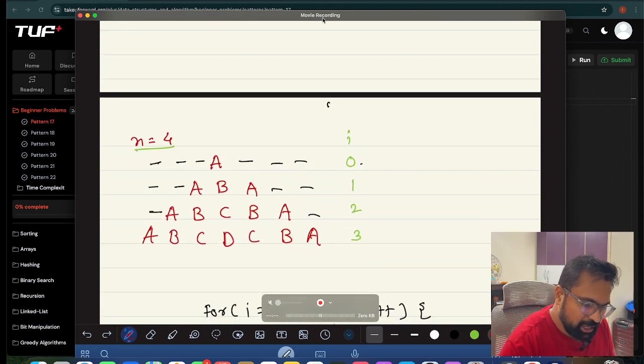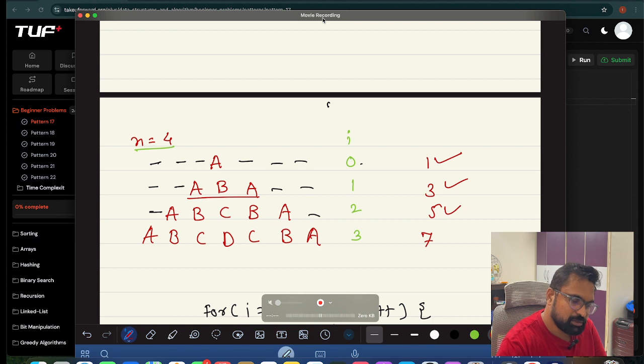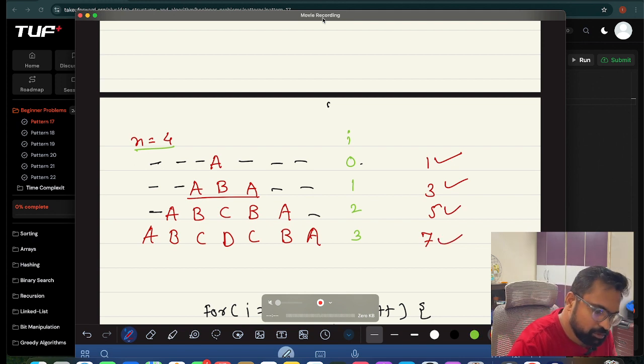How many characters are we printing? Here one, here three characters, ABA, here five, and here seven. So we will try to formulate something around i and n again, and create a formula that gives us these numbers. What formula can we formulate? Maybe 2i plus 1. Can this be a formula?